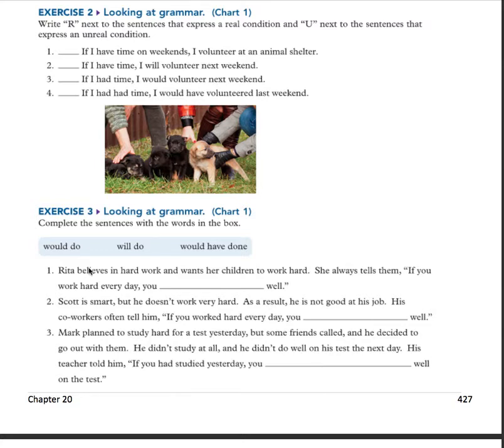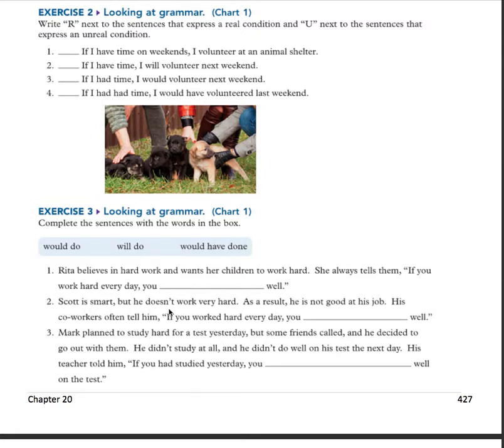Okay, so here, Rita believes in hard work and wants her children to work hard. She always tells them, if you work hard every day, you will do well. So if you work is in the simple present, so the result clause, this is going to be will do, real in the future.